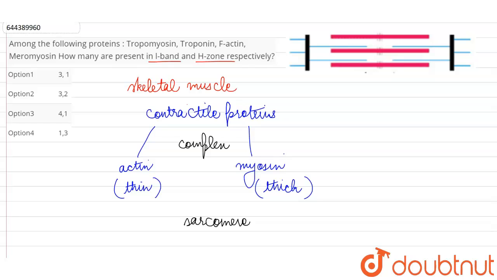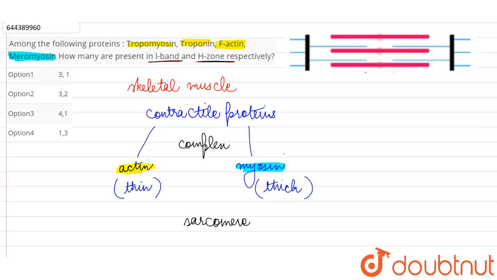So these three proteins which have been given to us, tropomyosin, troponin, and filamentous actin, all of these are part of the actin protein, whereas meromyosin is the monomer for myosin protein. So let us see what is the significance of I band and H zone, these two terms.